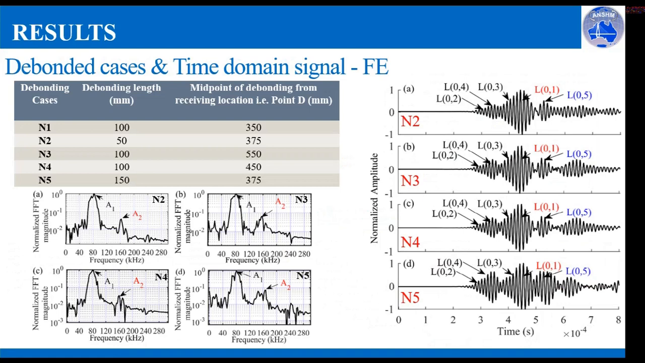Next, different sizes of debonding and different indications of the debondings are numerically studied, and these are defined as cases N2 to N5. On the right, you can see the time domain signal of this data, and the fast Fourier transform is plotted here, which clearly represents the presence of second harmonics in each case of debonding.